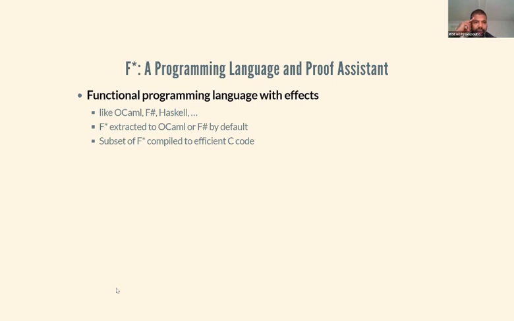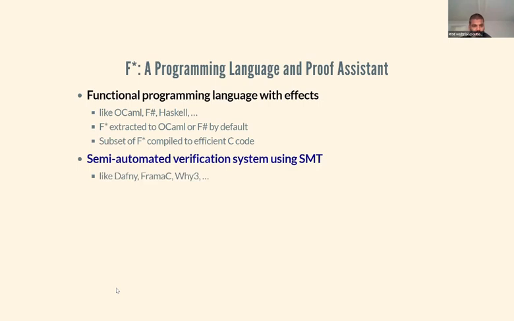And you program code in F*, and after having verified your program, you can extract it to OCaml or F# by default. But a subset of F* also compiles to C code, and we're going to look at a bit of that today. And we have several other subsets too. We have embedded DSLs in F* for programming assembly language, and there's a backend that extracts to WebAssembly and so on.